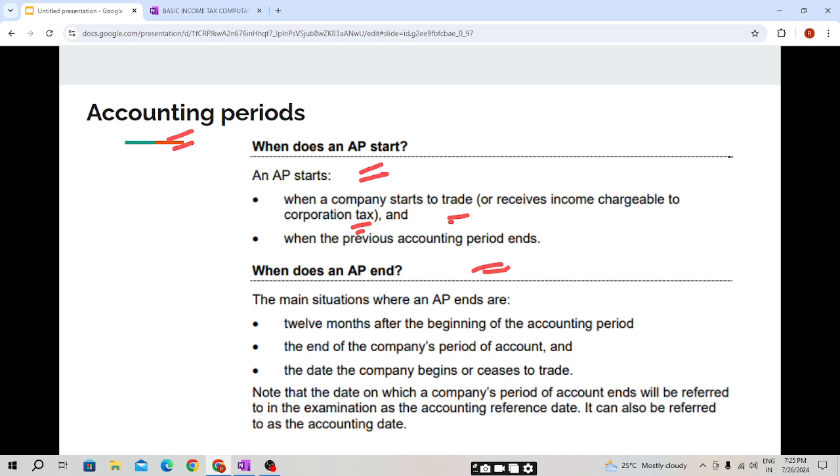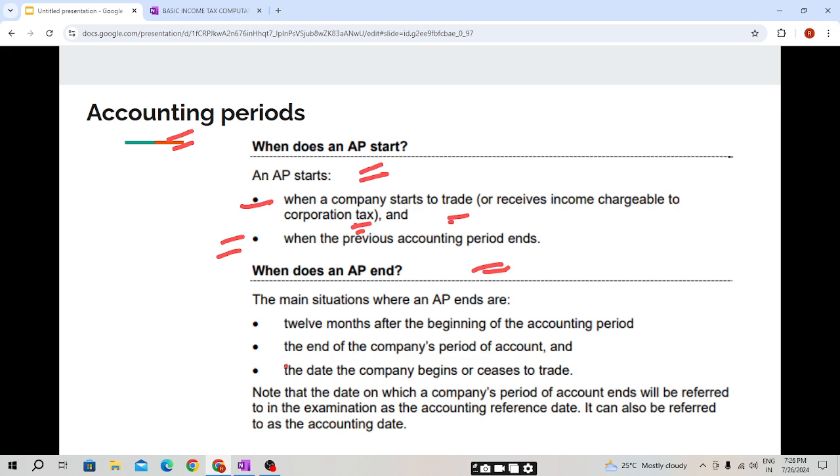So the accounting period will start when a company starts to trade, or receives income chargeable to corporation tax, that is, when a company starts to trade or it receives any income on which the corporation tax will be calculated, and when the previous accounting period ends. Either the company starts to trade or the previous accounting period ends.